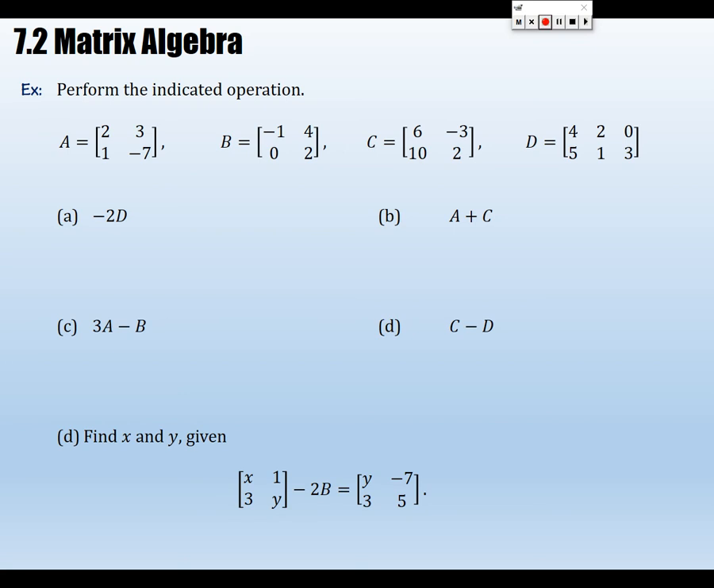Wait, which one? The E on there. E, okay. Stephanie, you want to do E? Why is it undefined? Because C is a 2 by 2, and then... Oh, you're right. Forgot you could do that.